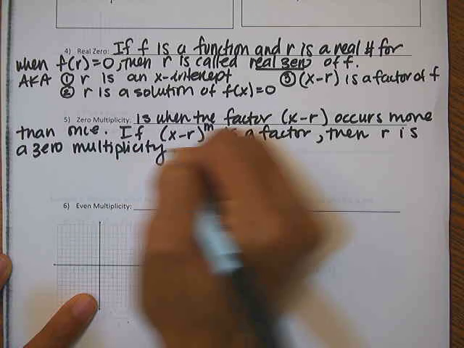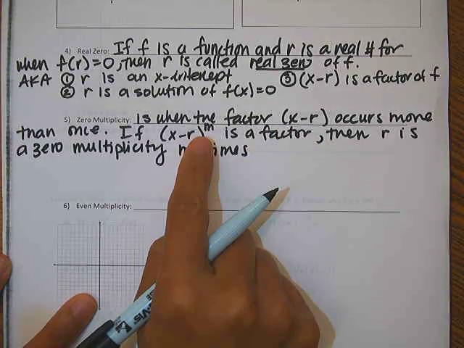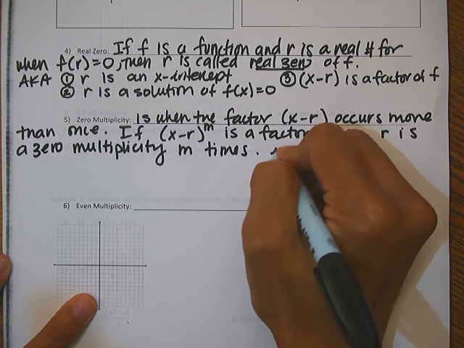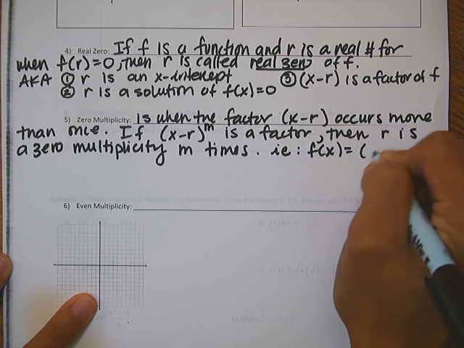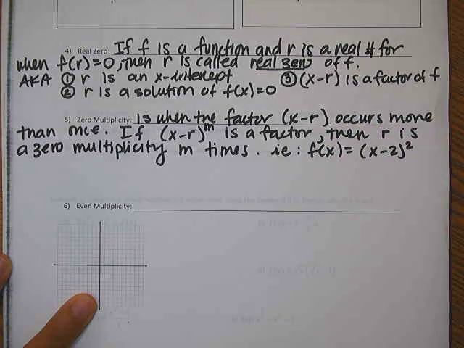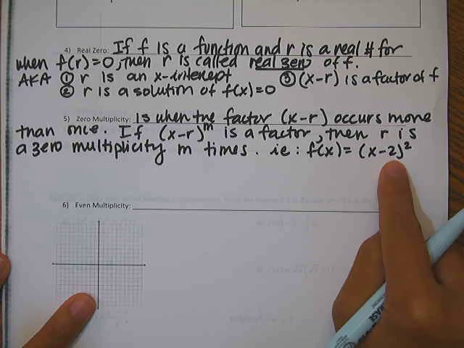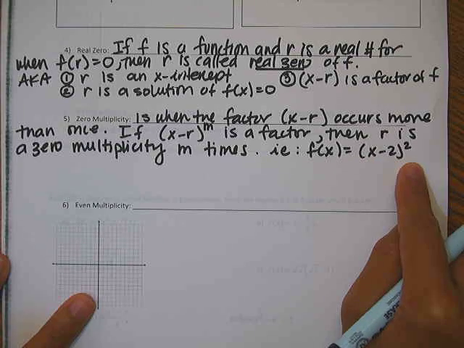Multiplicity, m times. Okay? That means it's repeating as many times as it wants to be. So for example, f of x equals x minus 2 squared. Okay? So we've seen this before. This is a quadratic or a parabolic shape.